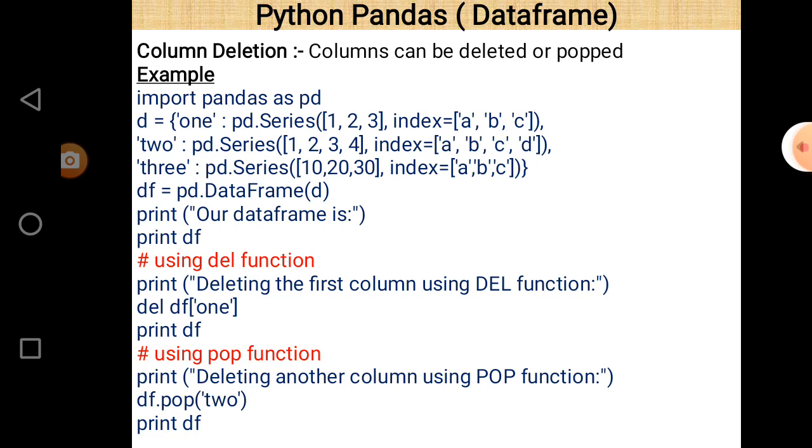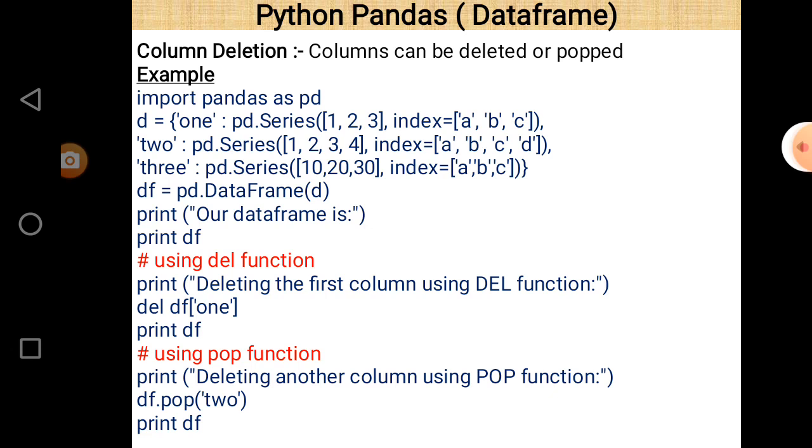To use the pop operation, just write the name of the data frame first, which is df in this case, after that the pop function, and in parentheses the name of the column, which is 2 in this case. So after the execution of that statement, deletion of column 2 will be done.